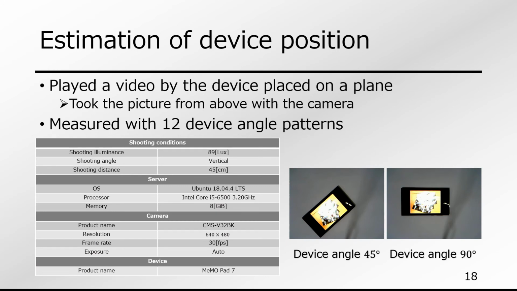In the experiment, we played a pseudo watermarked video on a device placed on a plane. We took the picture from above with a camera connected to the server. The experiment environment is shown in a table. We measured the device position estimation accuracy when the device in the shooting screen was rotated. The device angle is 0 degrees when the device orientation is vertical to the shooting screen. The device angles of 45 degrees and 90 degrees follow. The estimation accuracy of the device position was measured with 12 device angle patterns.